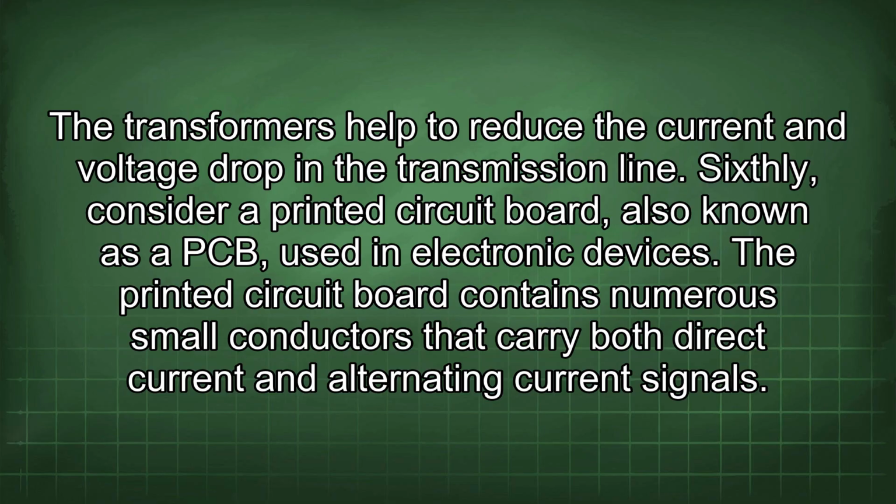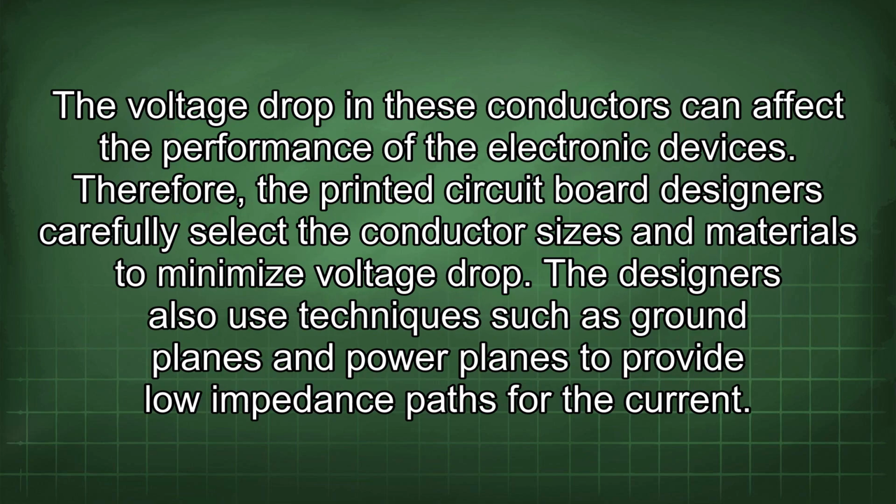Sixthly, consider a printed circuit board, also known as a PCB, used in electronic devices. The printed circuit board contains numerous small conductors that carry both direct current and alternating current signals. The voltage drop in these conductors can affect the performance of the electronic devices. Therefore, the printed circuit board designers carefully select the conductor sizes and materials to minimize voltage drop. The designers also use techniques such as ground planes and power planes to provide low impedance paths for the current.